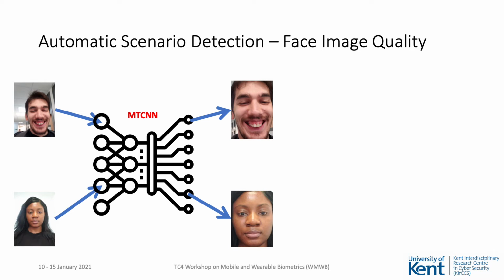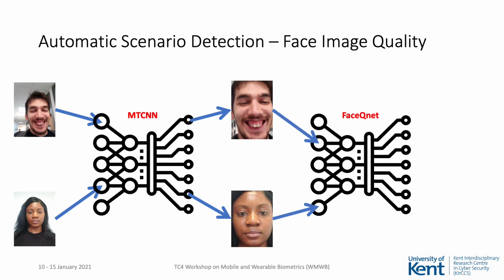To obtain a face image quality score, we are using the FaceQNet system, which again uses a convolutional neural network to predict a specific input image's suitability for face recognition purposes. This system provides a quality score between 0, meaning low quality, and 1, meaning high quality.